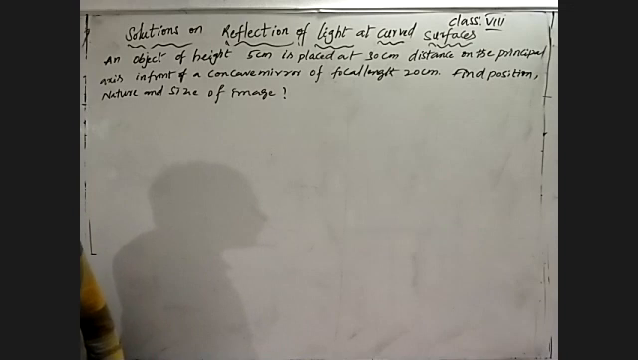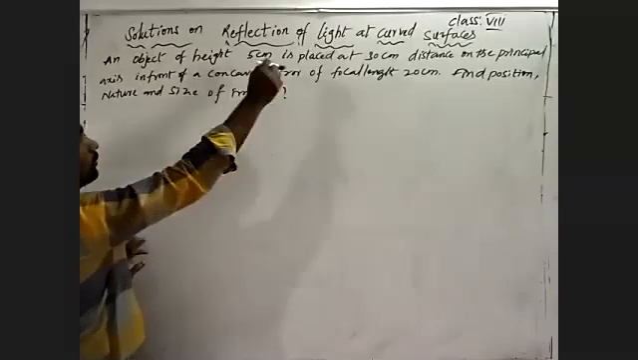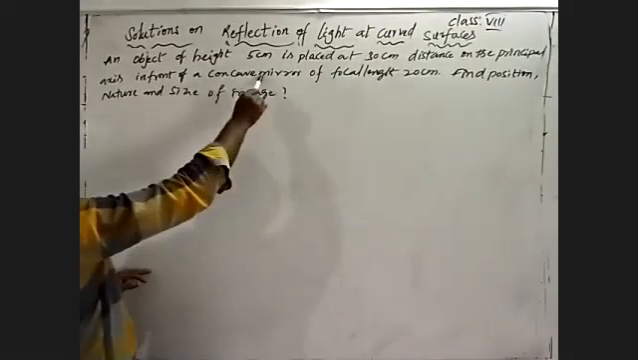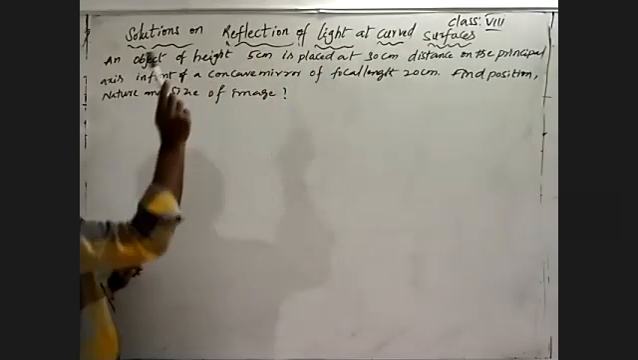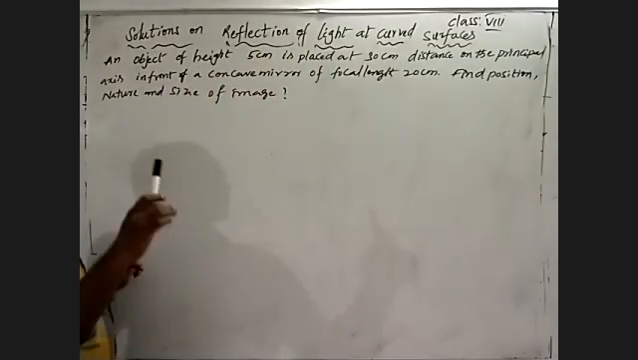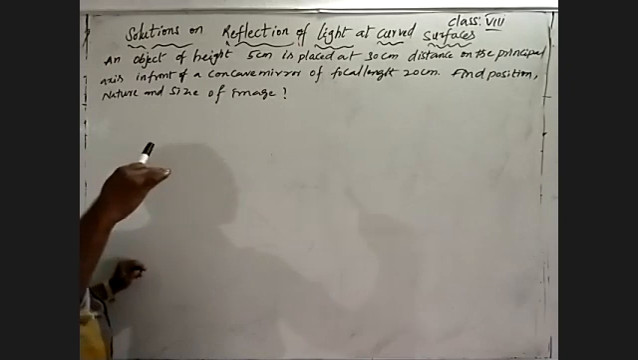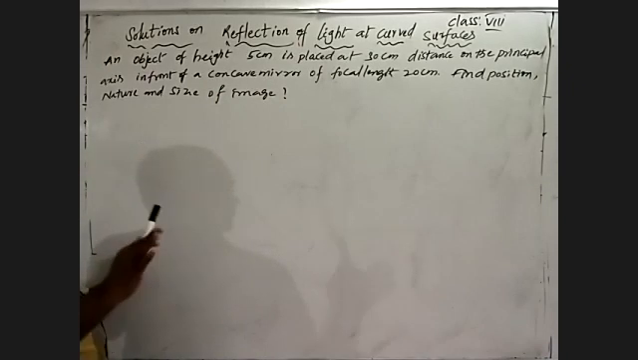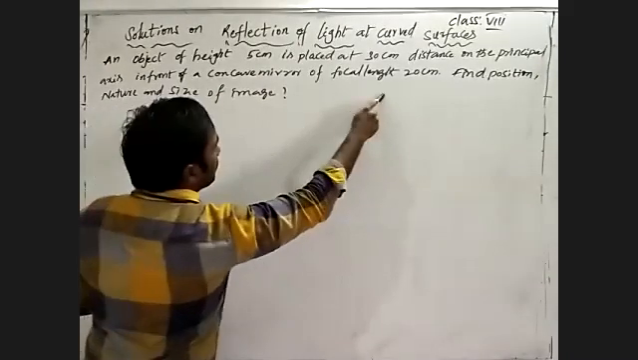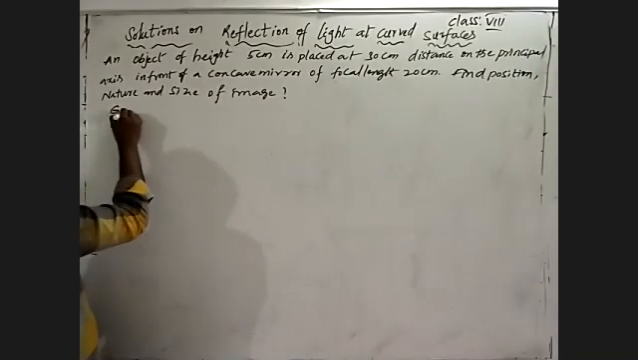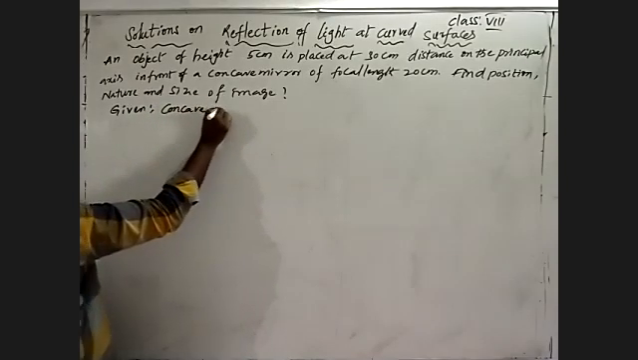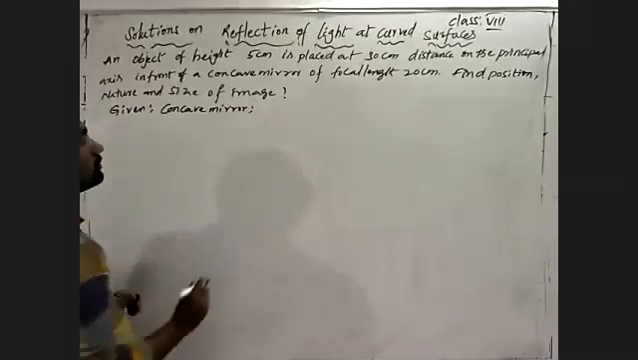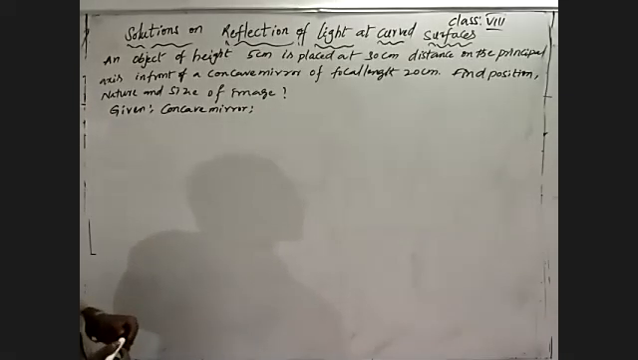Understand? Then how? See here. Object height is given. Mirror is a concave mirror. Object placed at 30 centimeter on the principal axis. On the principal axis, the distance measured above the principal axis is positive, below the principal axis is negative. And focal length is also given. So what type of mirror is given to us? A concave mirror.